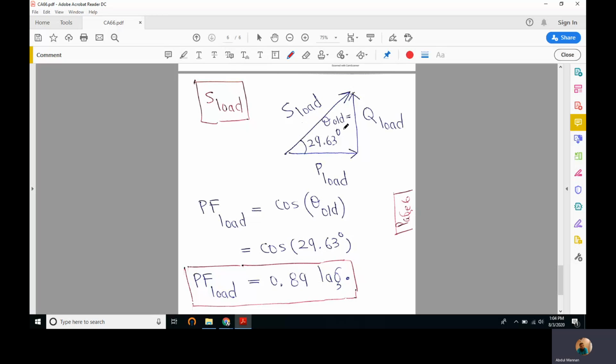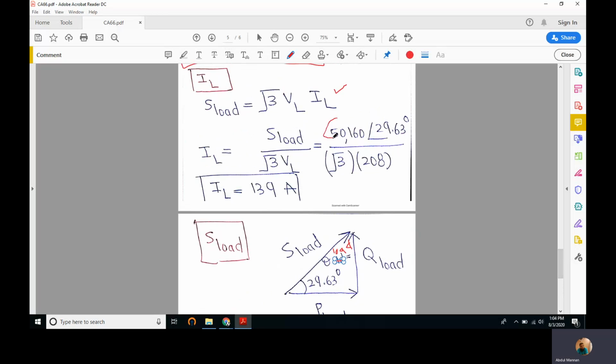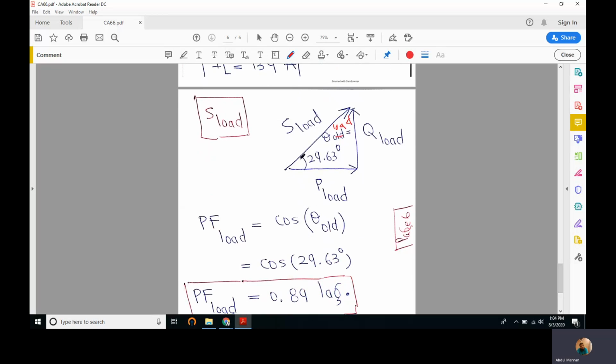And we know that theta, this is not old, this is load. The small mistake, it's not old, it's load. So theta of load is 29.63 because we already know that S, we have just computed, is 50,160 at an angle of 29.6. So this is the same angle as the angle of this power triangle.